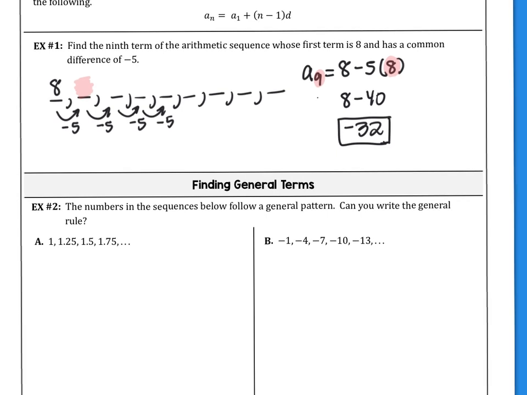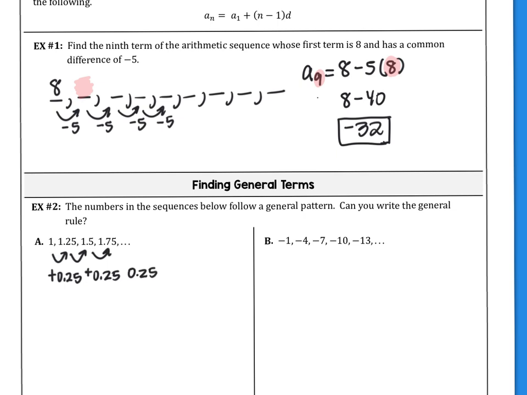So notice on the next one, example 2. The numbers in the sequences below follow a general pattern. Can you write the general rule? Let's see if we can figure out what is going on. The good thing is we know it's adding or subtracting something because it's in this section. Now, on the test, you may not know that, but if you have something with a decimal like this one, you might easily say, oh, look, I added 0.25, and I added 0.25, and then we added 0.25. You certainly can do that.